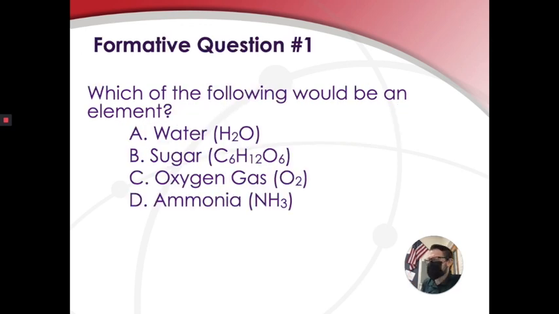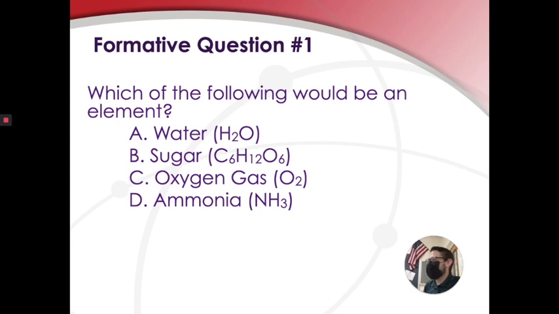So the first question that we have here is, which of the following would be considered an element? Okay, so we have water, which we know is H2O, sugar, which is C6H12O6, oxygen gas, which is O2, or ammonia, which is NH3. So which one of those substances would be considered an element? Okay, the correct answer here is C, oxygen gas.